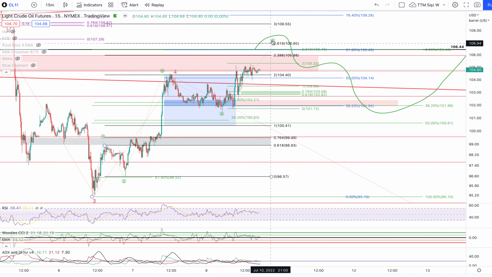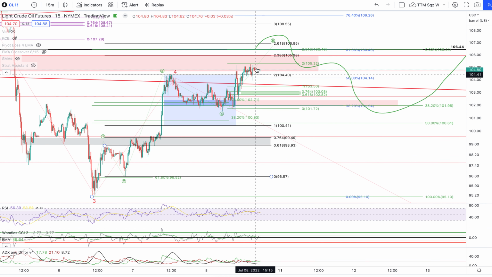So the trick will be two things. Where does this stop going higher? And then when it starts pulling back, what does the structure look like? What I'm looking for is an impulse to the downside once this is finished. If it is not an impulse to the downside and it looks more corrective, then that'll be a big clue.